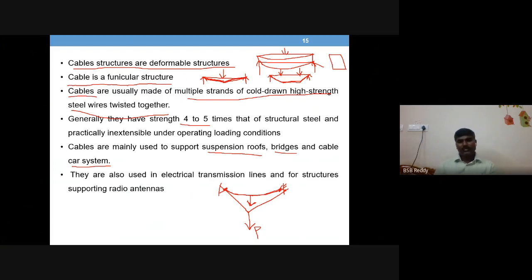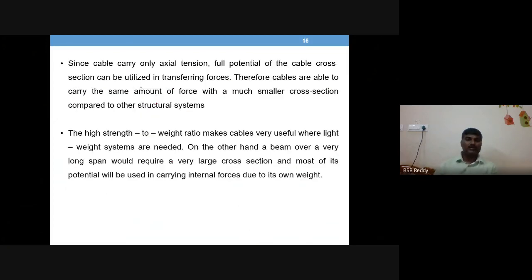Right. So these are all the characteristics of a cable. Next, cables carry only axial tension. Okay, so if you take a cable and apply compression, it will just bend. It won't take compression, but if you try to pull it, it will resist.